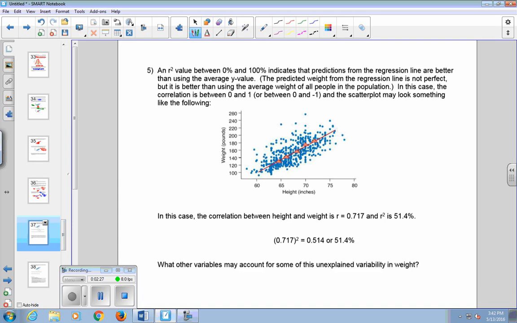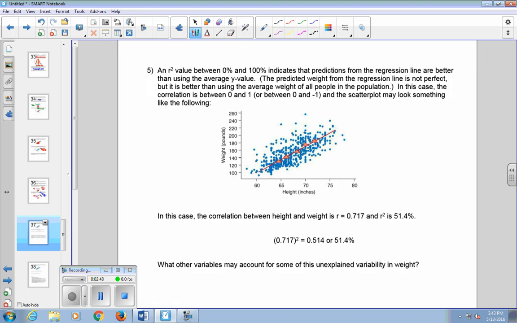Okay, number 5, an r squared value between 0% and 100% indicates that predictions from the regression line are better than using the average y value. In other words, the predicted weight from the regression line is not perfect, but it is better than using the average weight of all people in the population. In this case, the correlation is between 0 and 1, or between 0 and -1, and the scatter plot may look something like the following.